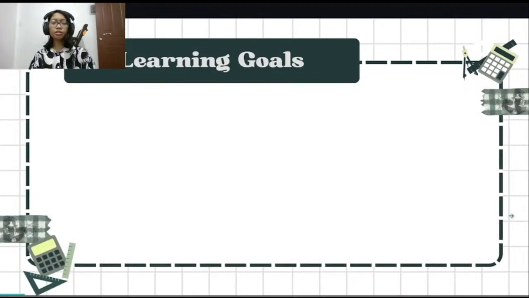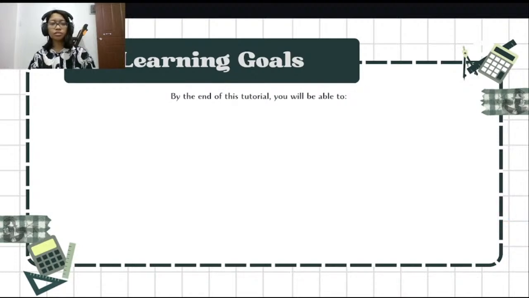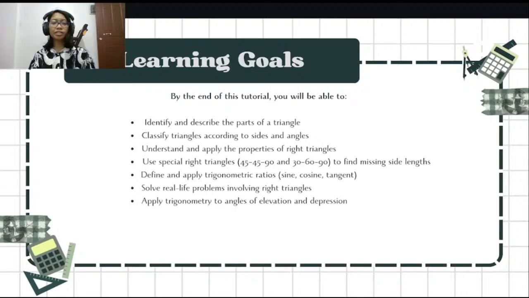What are our learning goals today? By the end of this tutorial, you should be able to identify different types of triangles, understand how right triangles work, and use special right triangles and trigonometric ratios to find missing sides. Most importantly, you'll be able to apply these ideas to real-life situations, such as finding heights and distances using angles of elevation and depression.